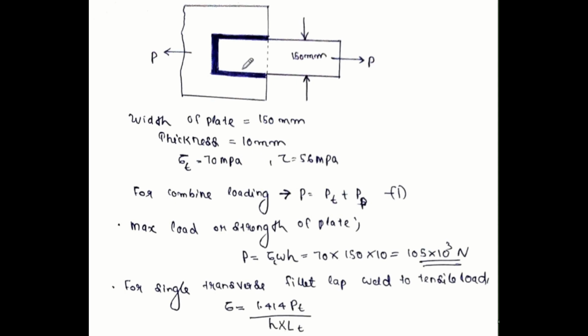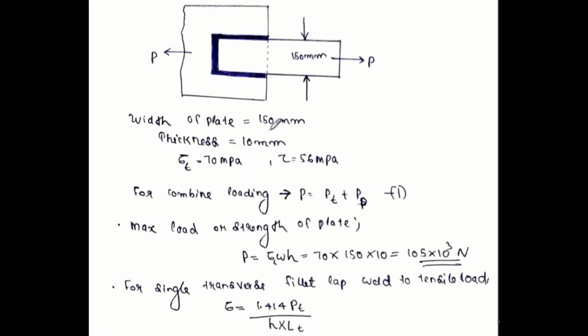This is the figure according to your question. These two plates are joined by one transverse weld. This vertical weld is transverse, and these two are parallel welds. So two parallel welds and one single transverse weld make up this figure. The 150 is the width of the other plate, and this is subject to an axial load. First of all, write all the given conditions.